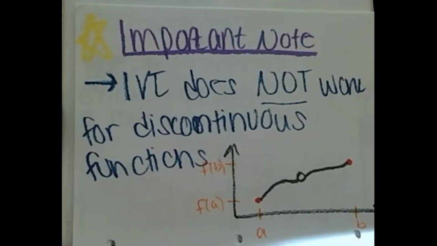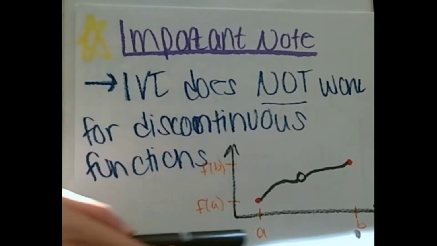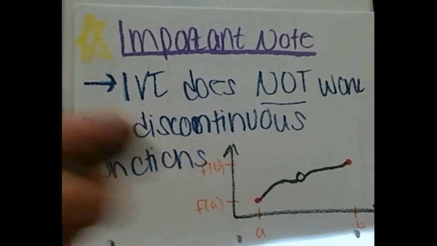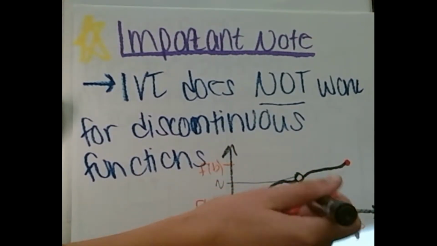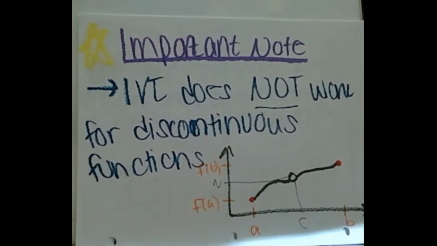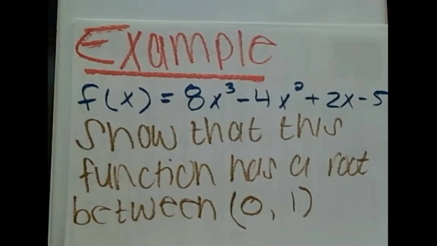It's important to note that IVT does not work for discontinuous functions. This is true because if you have a graph like this, the value of the hole could be at n and c. But IVT would not hold true since this is not a value of the function. A common mistake made is not stating the continuity of a function when using IVT, so make sure to do that. So let's take a look at an example IVT question.